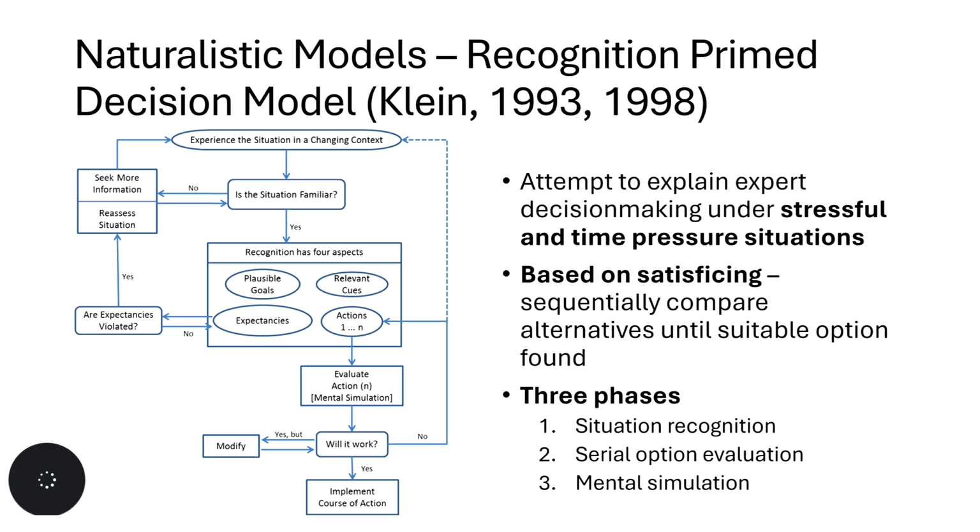And this largely breaks down across three options. Situation recognition. So we recognize the situation. It matches some experience or model that we have. Serial option evaluation and mental simulation. So when decision makers are processing through this, they will consider the various options and then execute basically mental simulations to see which one is going to be the most successful.